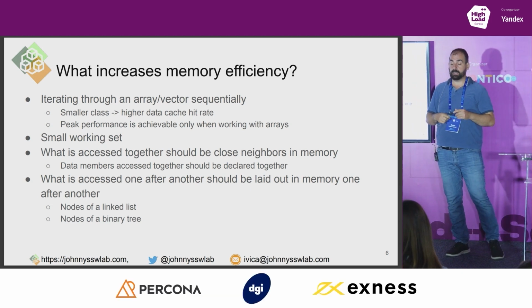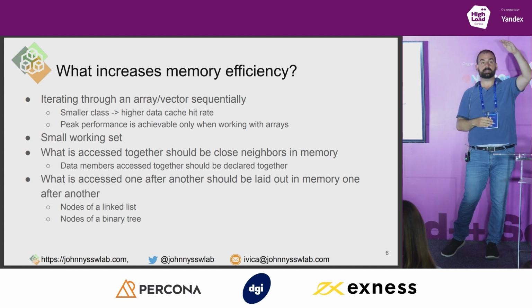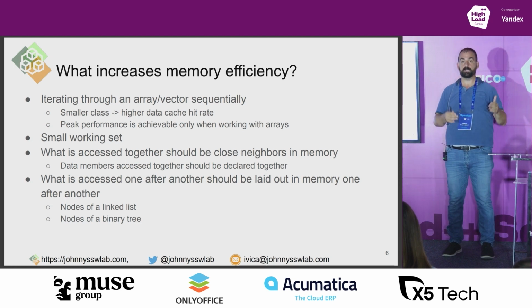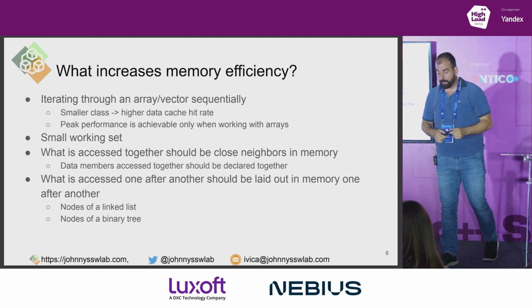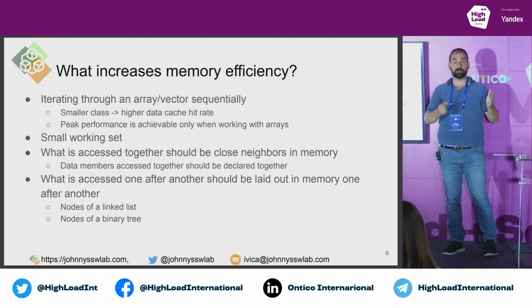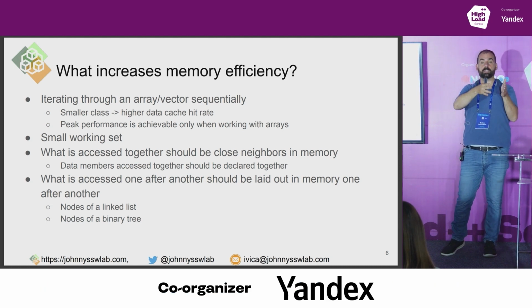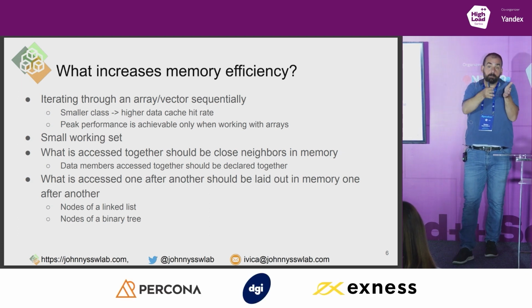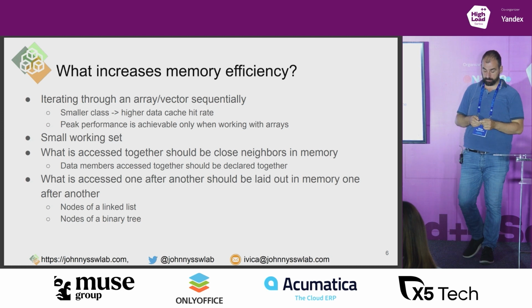Next thing is that what is accessed together should be close neighbors in memory. Imagine you have a class and you're declaring members. Those members that you access together, you should declare one after another. The compiler will then put them next to one another in memory. Also for linked lists. Imagine you have a linked list and there is a logical ordering of elements: node 0, node 1, node 2, node 3. They can be scattered anywhere in memory. But if you put node 0, node 1, and so on physically one after another in memory, this access will be faster. The same applies for binary trees.